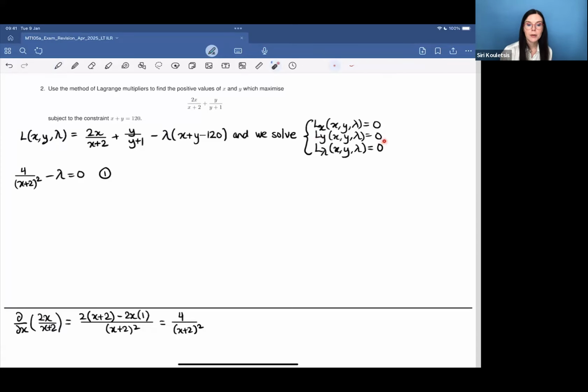Moving on with partially differentiating with respect to y, the first term here obviously doesn't have any y's in it, and now x and lambda are treated as constants. So that will be 0. But then we have this y over y plus 1 term here. And again, I'm going to do my working here.